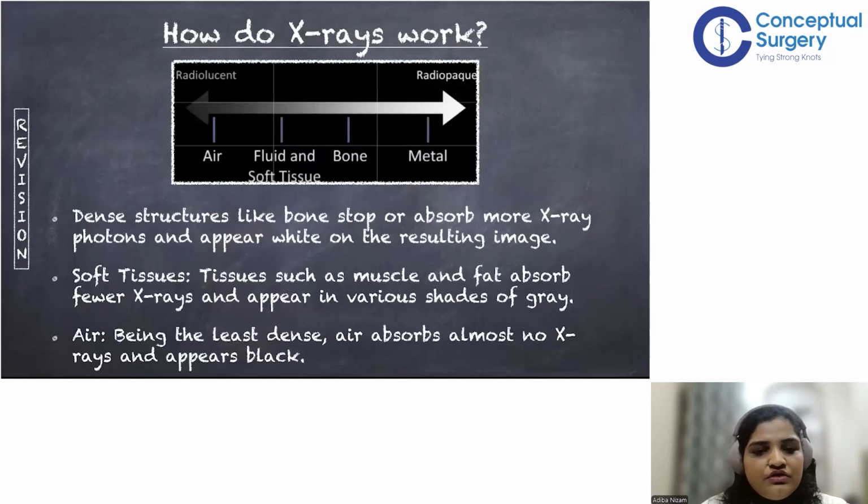We know that dense structures like bone stop and absorb more X-rays compared to soft tissue, and these will therefore appear white on the resulting image. Whereas soft tissues such as muscle and fat absorb a very low amount of X-rays and appear as a shade of gray. Air is the least dense material and it absorbs almost no X-rays and thus appears black. This differentiation is important further as we'll discuss the basics of CT. The same principle follows. So that is why I'm revising it again here from the last class.